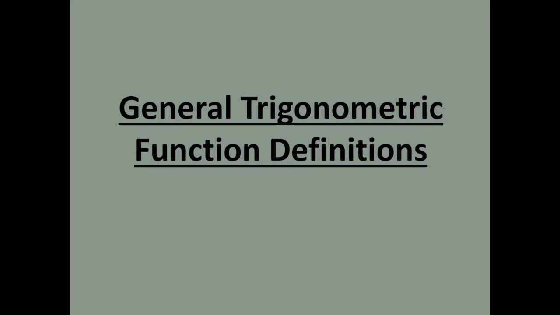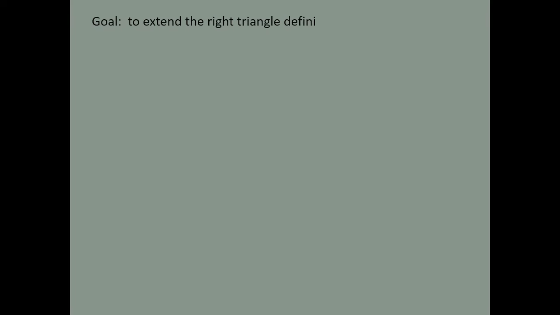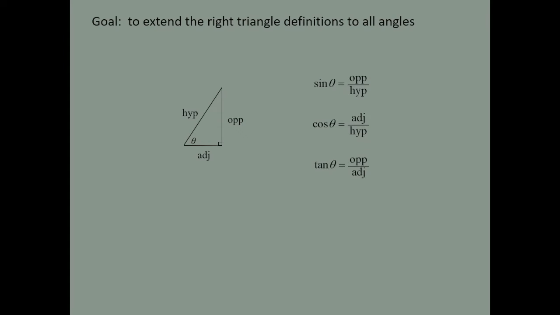In this lecture, we're going to give the definitions for the general trigonometric functions that apply to all angles. Our goal is to extend the right triangle definitions that we've already learned to all angles. As a reminder, when we have a right triangle, there are 6 different ratios that we can form from the 3 sides of this triangle. And the 3 primary ratios are given by the sine, cosine, and tangent functions.